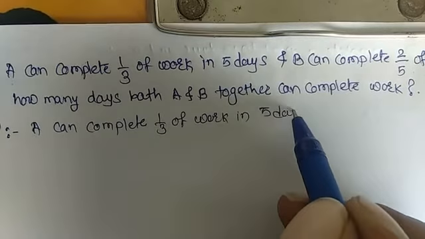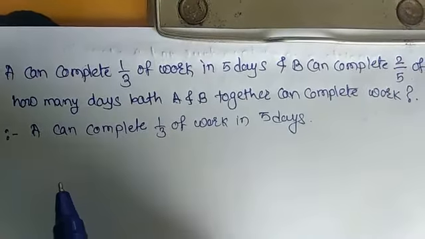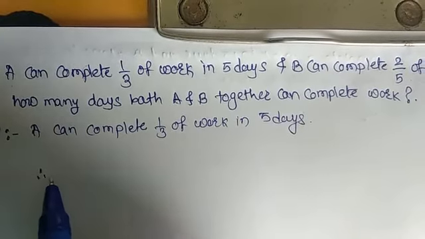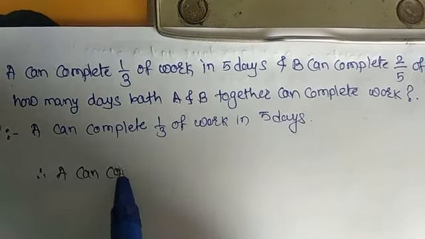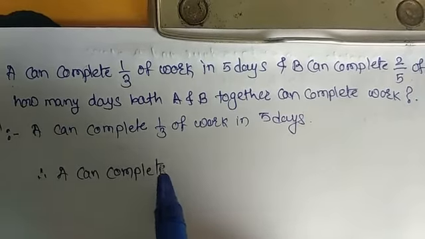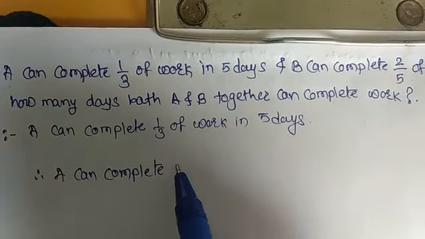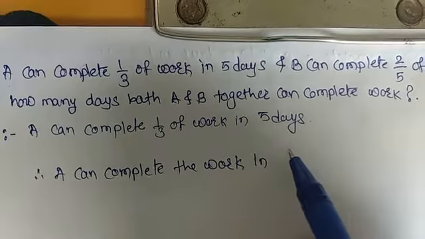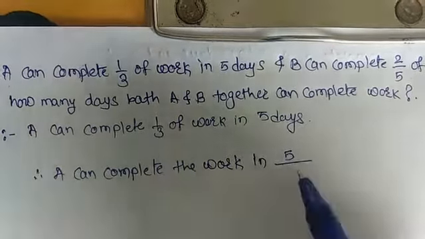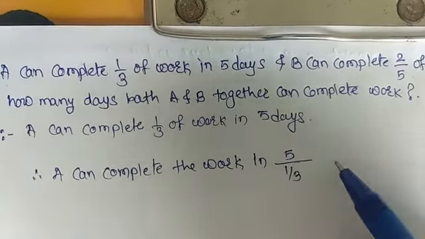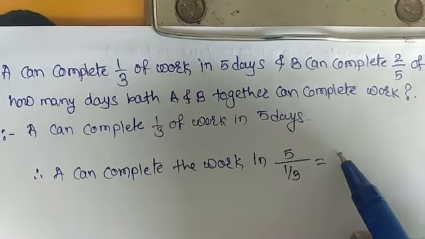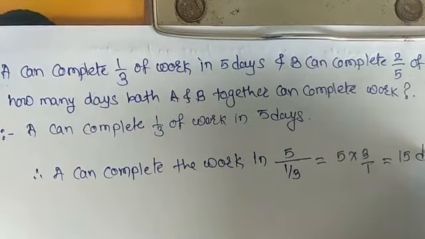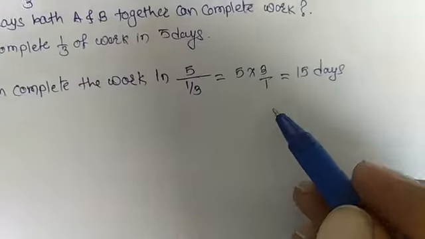So by our remark number second, A can complete the work in 5 upon 1 upon 3, which can be written as 5 into 3 upon 1, which is equal to 15 days.